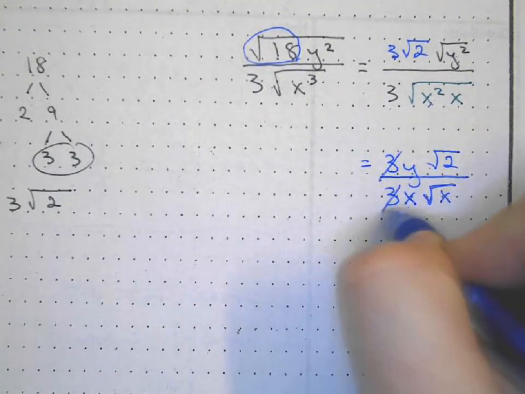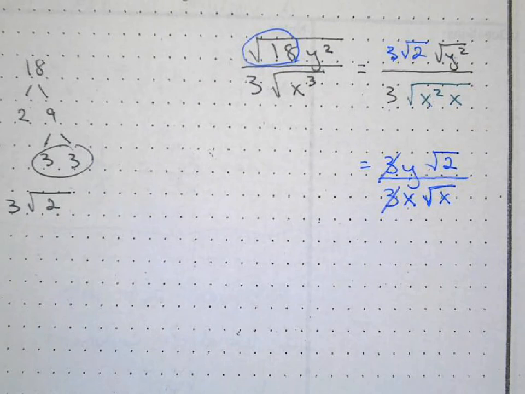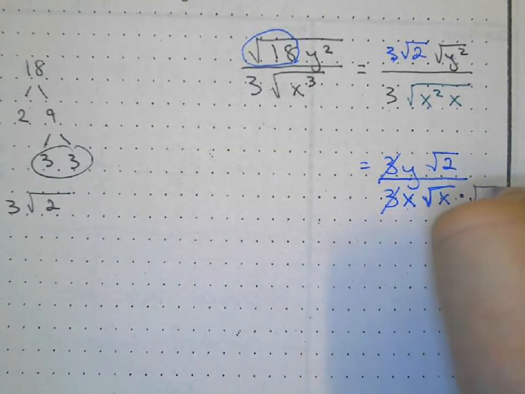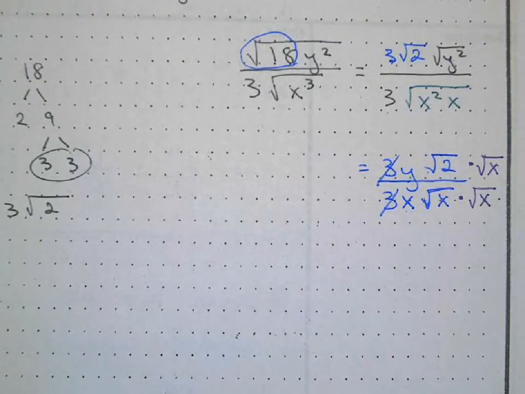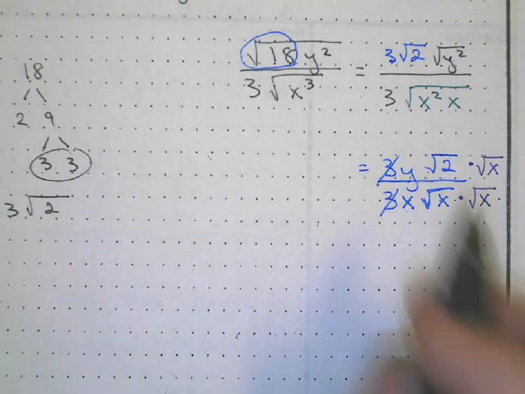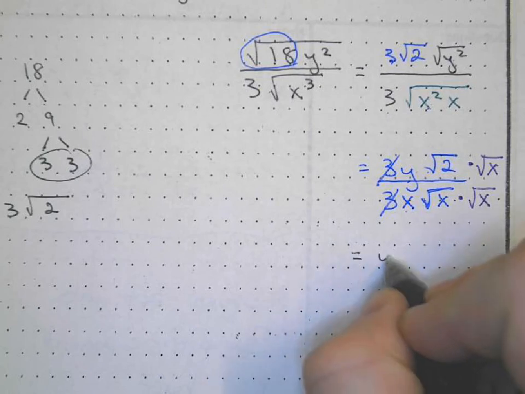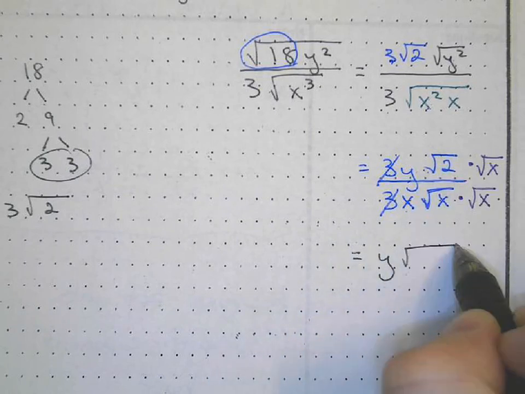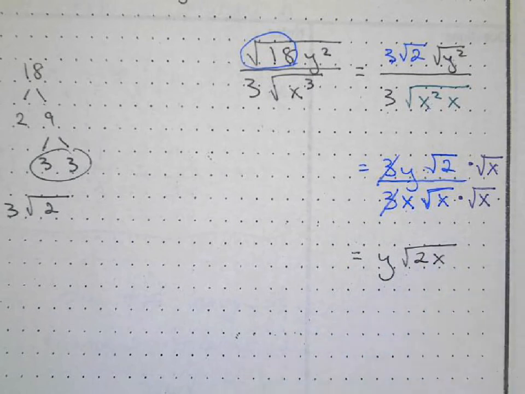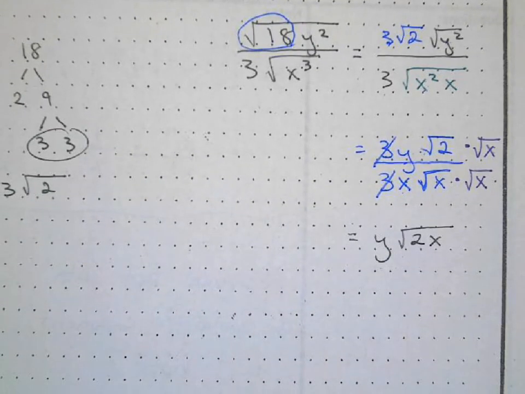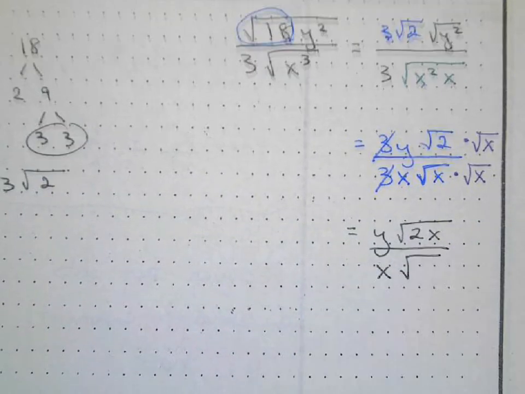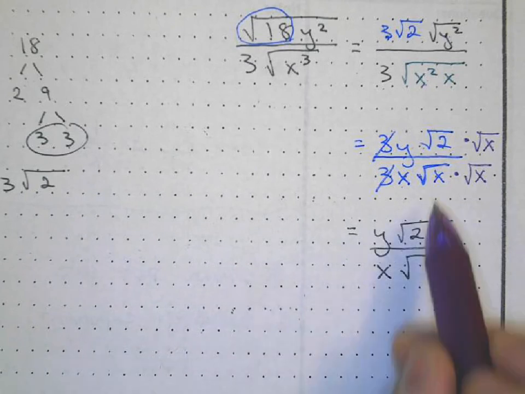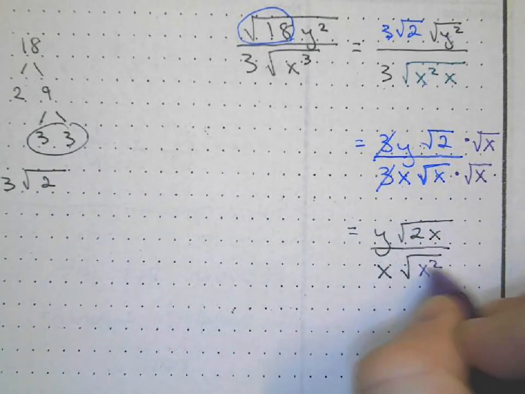The 3's will cancel. And then we want to rationalize our denominator. So we'll multiply the top and bottom by the square root of x. So now we'll have the y times root 2x over x times the square root of, well, x times x is x squared.